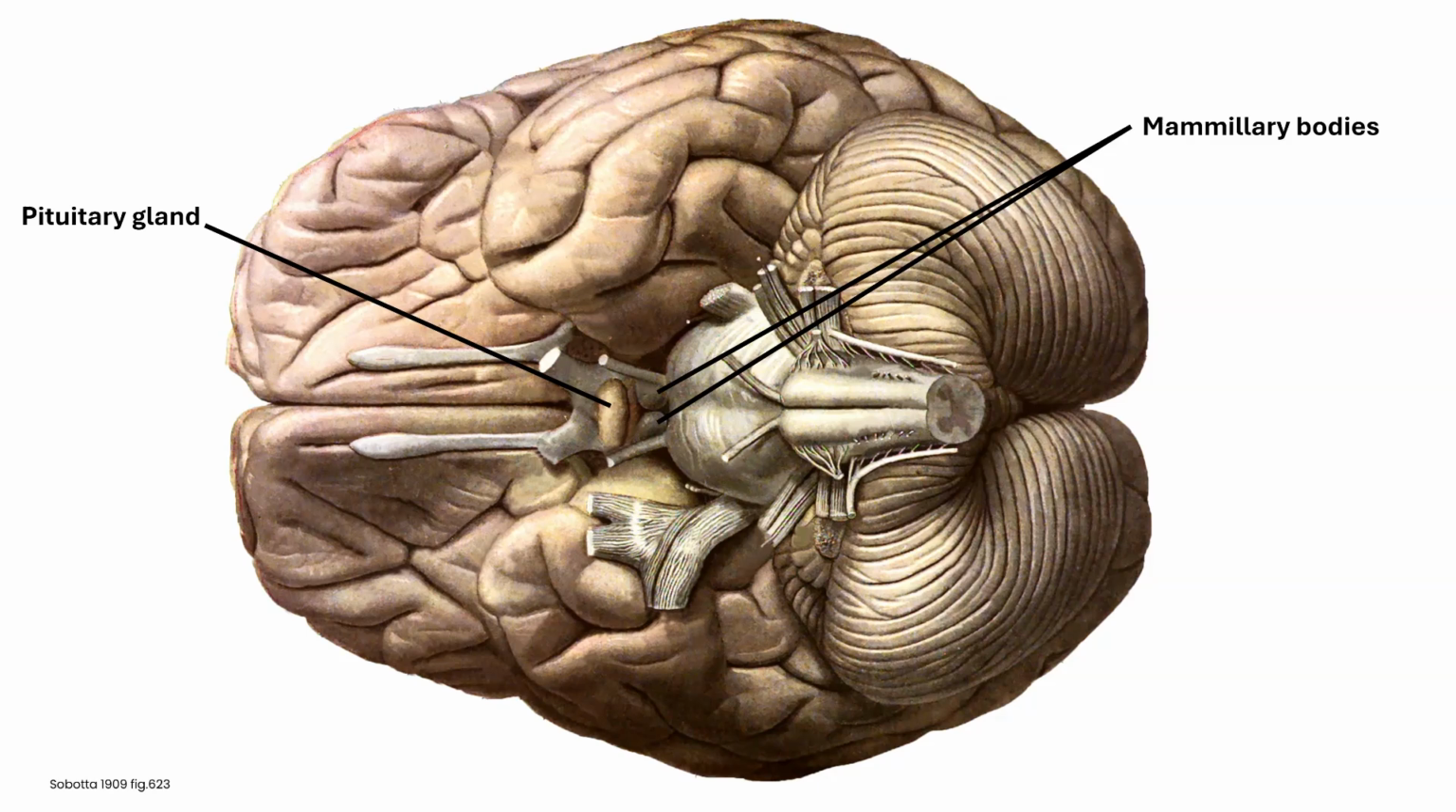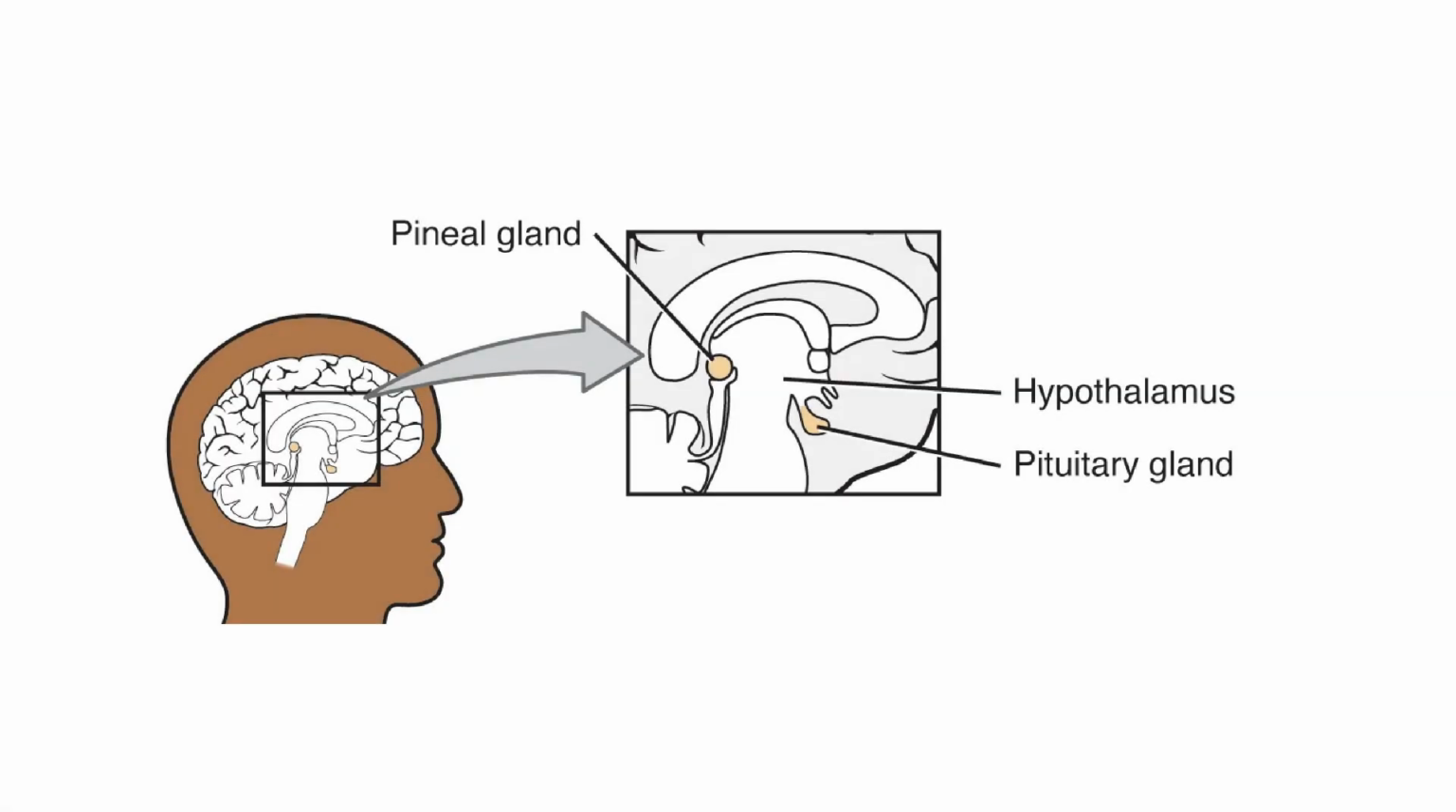The mammillary bodies are a pair of rounded projections on the inferior surface of the hypothalamus, posterior to the pituitary gland. The fornix connects these structures to the hippocampus, and they are important for the circuit that forms declarative memory. Finally, the pineal gland is an unpaired structure located along the midline in the posterior of the diencephalon. This endocrine gland secretes melatonin, a hormone that helps regulate the sleep-wake cycle.